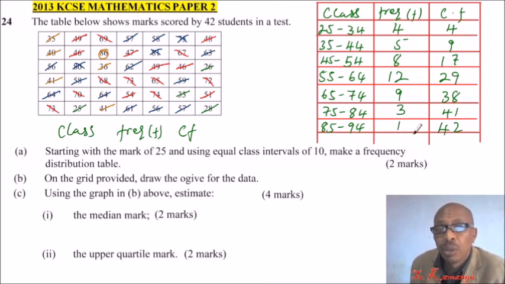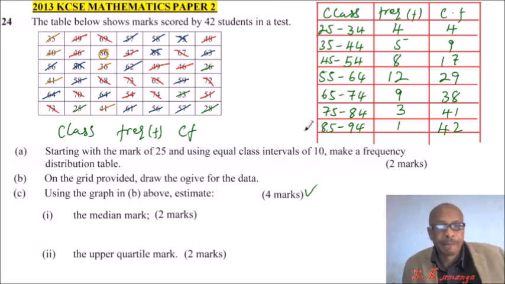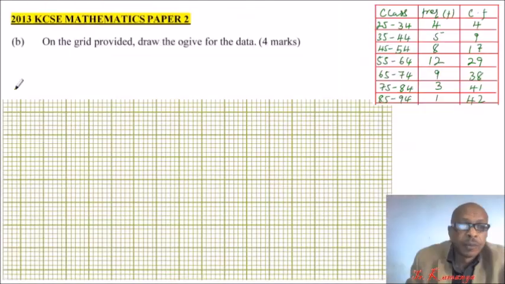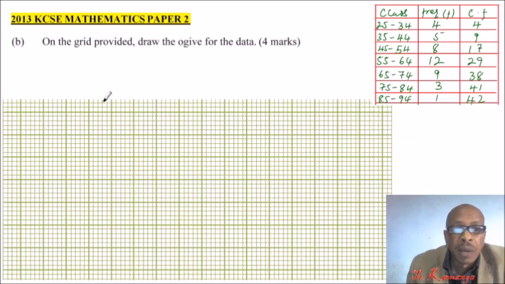If you are able to do that, then you'll be able to get 2 marks. We look at part B. On the grid provided, draw the ogive for the data, and here you are supposed to get 4 marks. So we are going to use a grid to plot the graph. So this is part B. We are supposed to draw the ogive.